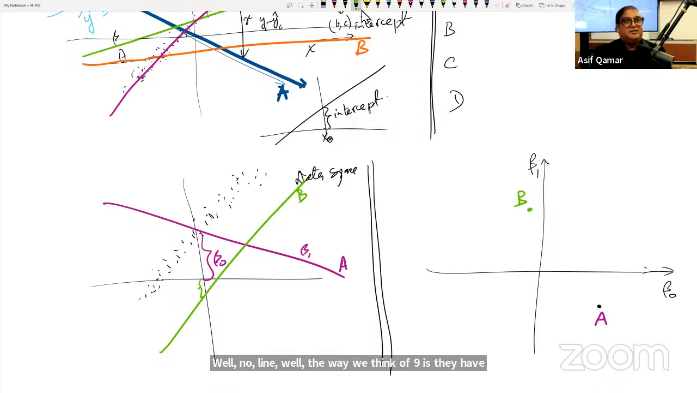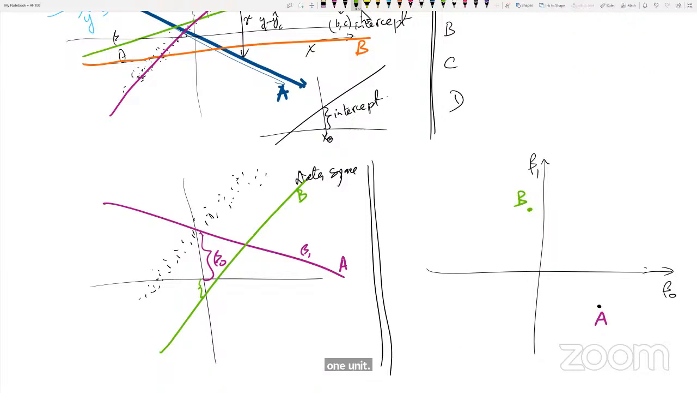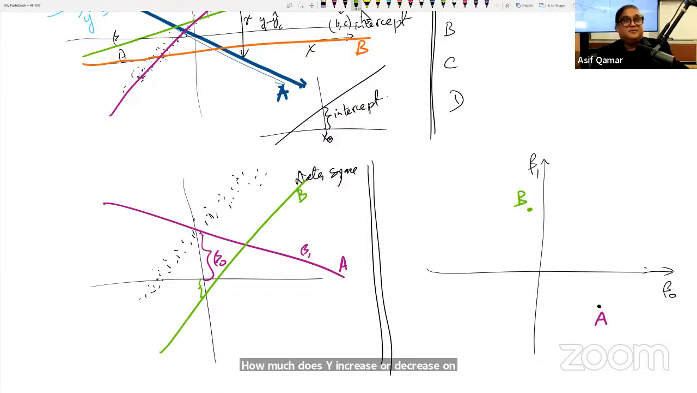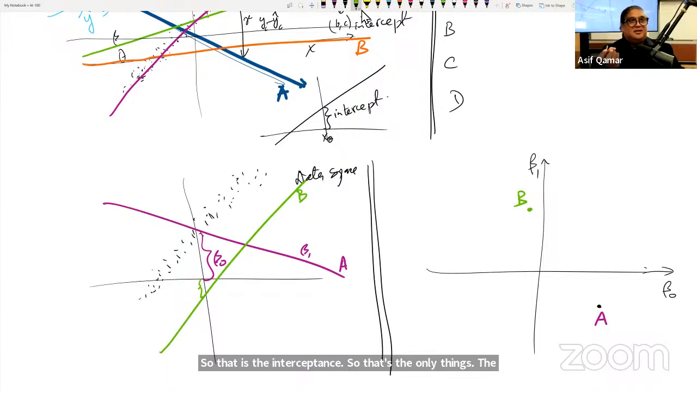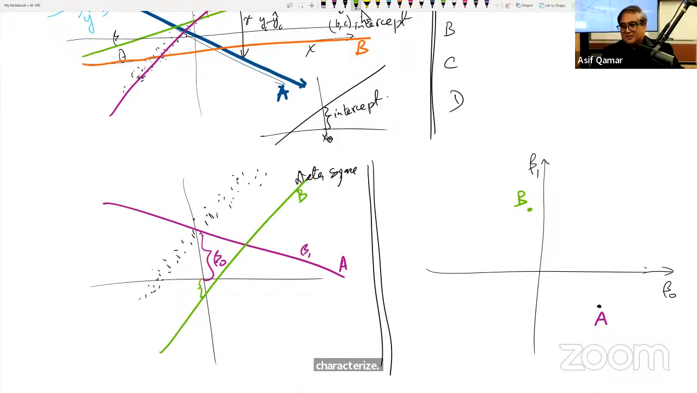So the only thing that matters is, two things matter. When x is 0, what is the value of y? That is the intercept, right? And the second thing that matters is, if I increase x by 1 unit, how much does y increase or decrease on that line? So that is the intercept and slope. Those are the only things that characterize a line. So you say that these two parameters are sufficient to characterize a line. Right? And therefore I introduce the word parameters.